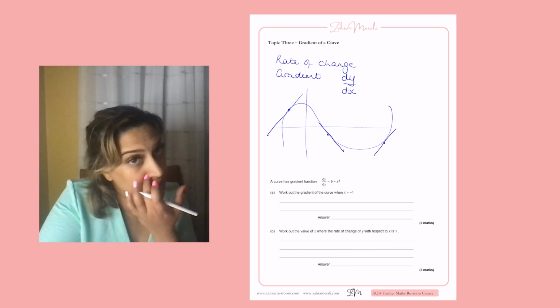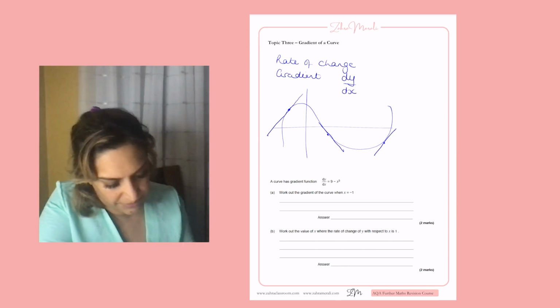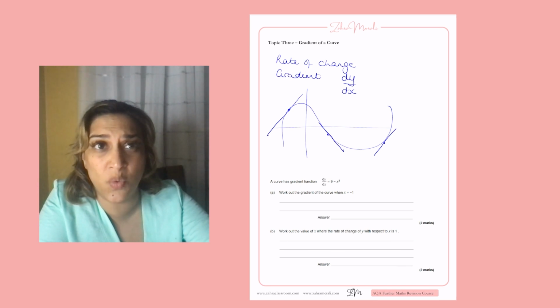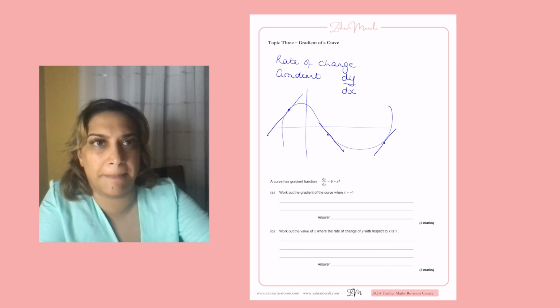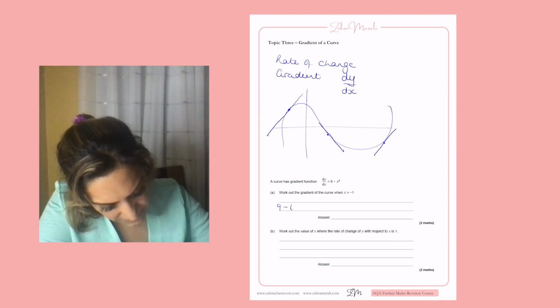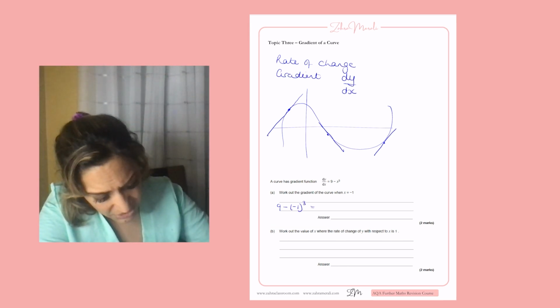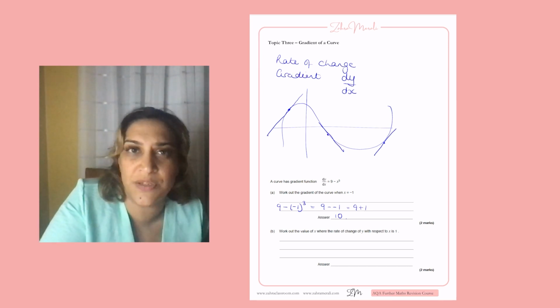Okay, so let's take this first one. We've got work out the gradient when x is minus 1. It's given us dy/dx. So essentially, all we're going to do is substitute in some values. When we substitute our values in, we've got 9 minus minus 1 cubed. Now, even though you might be able to do that really quickly in your head, just write it out. You know, 9 minus minus 1, 9 plus 1, so the answer is 10, just to avoid making any silly mistakes.